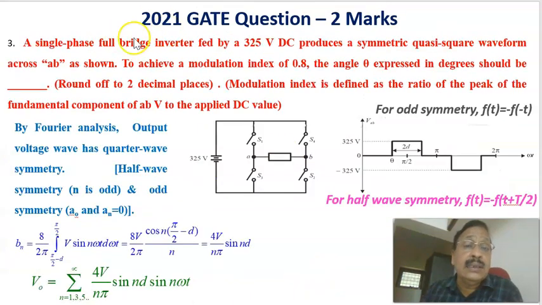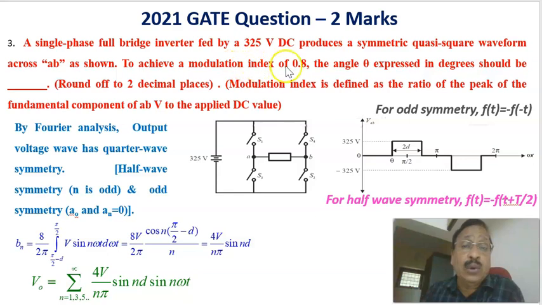Now let us see the third problem of the 2021 GATE question that also carries 2 marks. A single phase full bridge inverter fed by 325 volt DC produces a symmetrical quasi square wave across AB. This is the output waveform of this inverter.